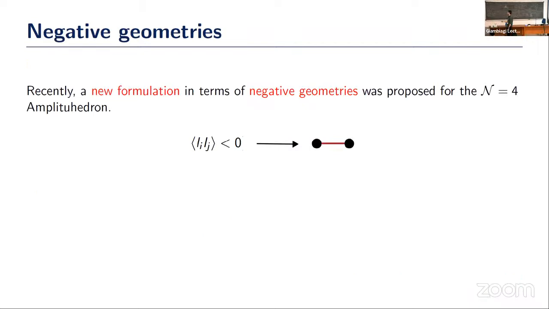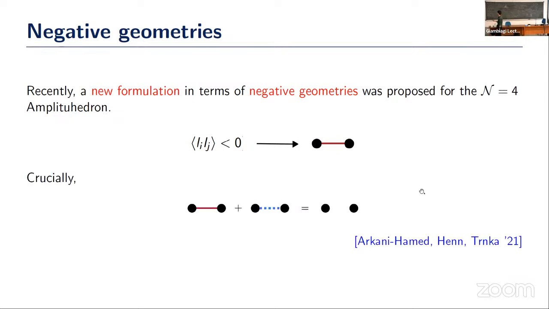Very recently, some months ago, a new formulation of the N=4 supersymmetric Yang-Mills amplituhedron was given in terms of what are called negative geometries. Here we have to impose a negativity condition, which I will denote with this red thick line between nodes. And crucially, if we introduce this concept of negative geometries, the sum of the negative geometries where the corresponding positive geometry gives a decoupling of nodes.